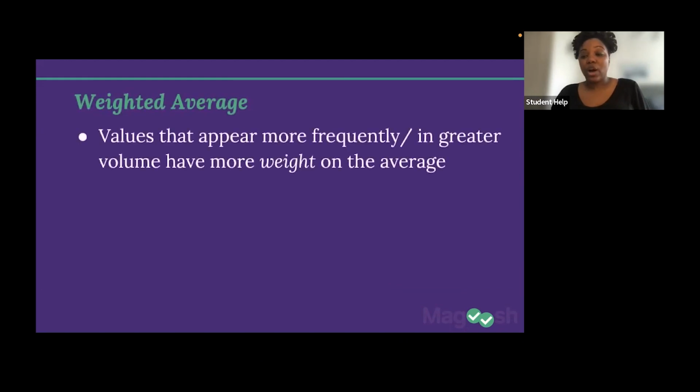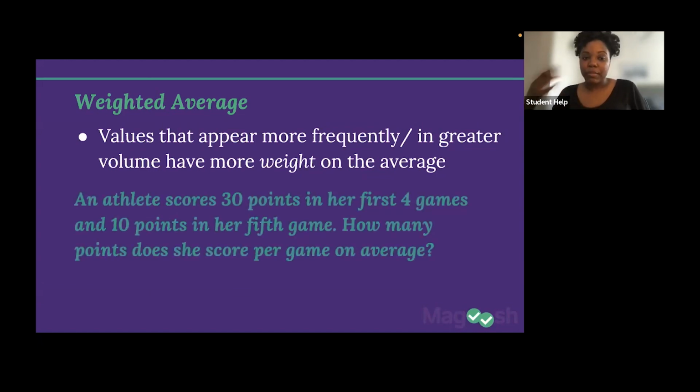Weighted averages. So this is the concept that values that appear more frequently or greater in volume have more weight on the average, right? So think about it like this. If you have an athlete that scores 30 points in their first 4 games and then 10 points in her 5th game, how many points does she score per game?